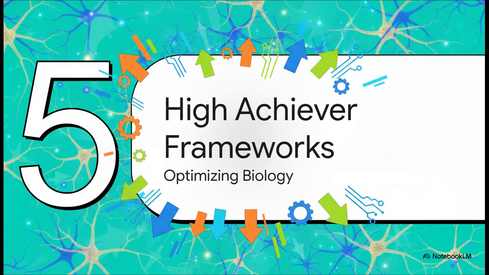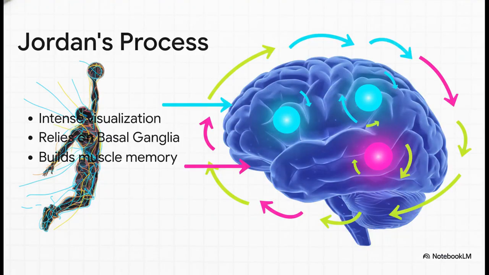All right, section 5, frameworks of high achievers. Let's look at how the elites optimize this biology. Let's look at Michael Jordan's framework. He was famously obsessed with the process, right? He used intense visualization and endless repetition.